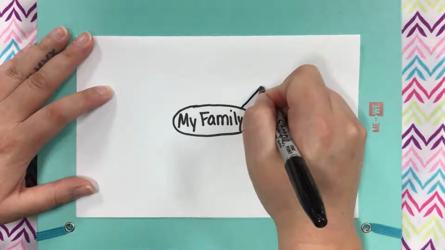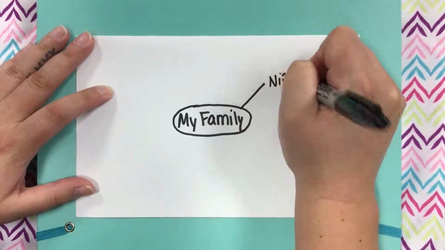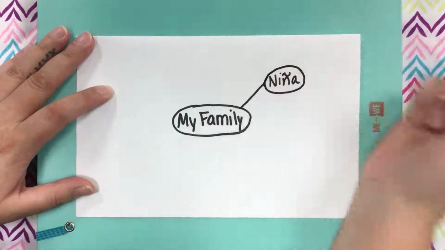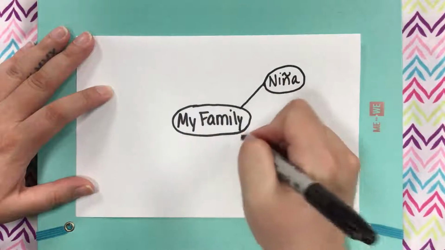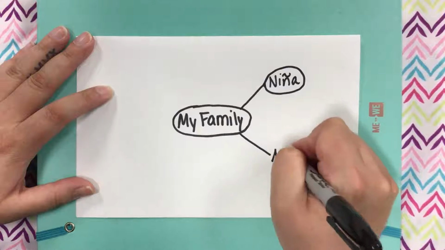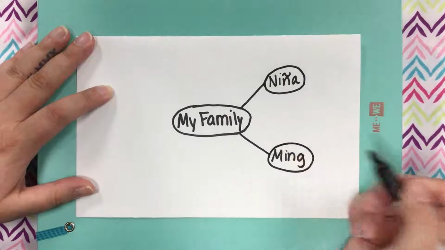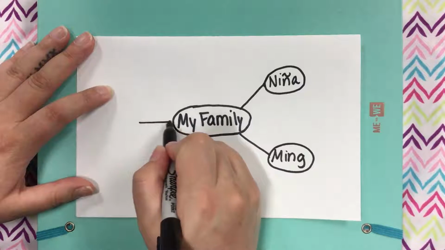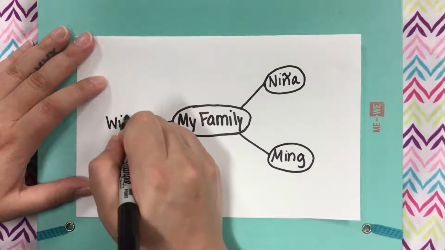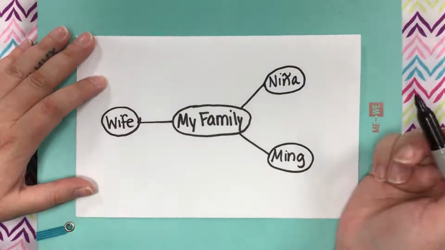So I have Nina, who is one of my cats, because she's part of my family. I also have Ming, who is another part of my family, one of my other cats. And then I have my wife, the other part of my family, and that makes the three of us.